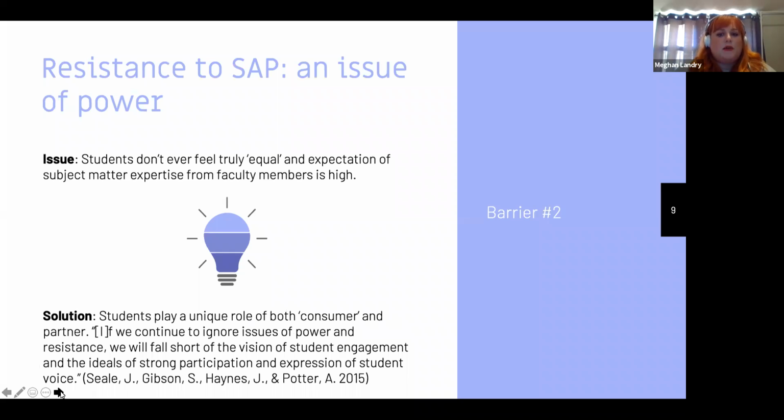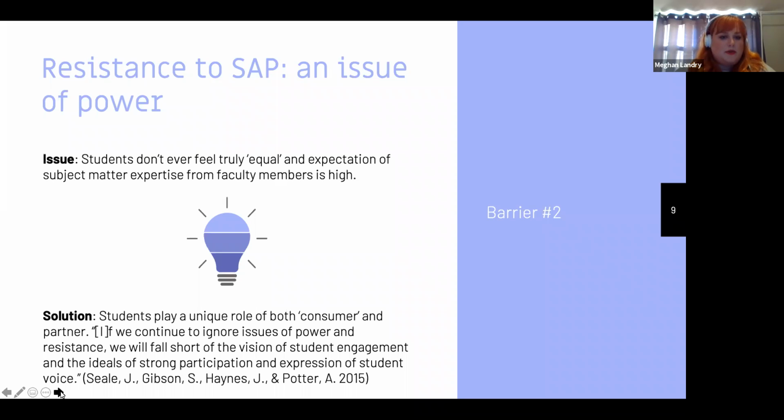Resistance to students as partners, an issue of power dynamics. As per the research from Seal, Gibson, Haynes, and Potter, this can be a really big obstacle to overcome, but it must be addressed. So the issue is that students don't ever feel truly equal, and expectation of subject matter expertise from faculty members is high. So the solution in this case, in this article, is students play a unique role of both consumer and partner.